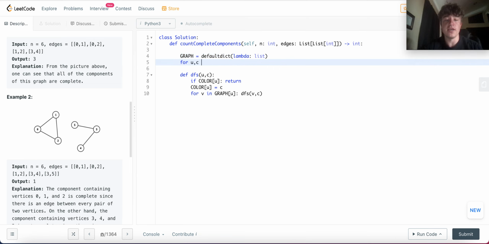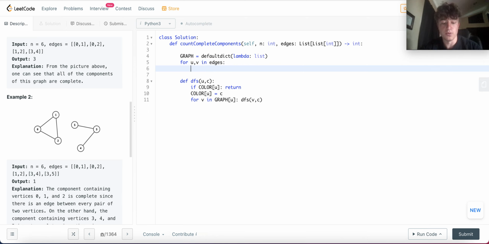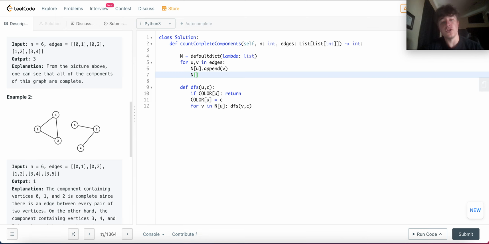So we'll say for U, V in edges, that'll connect nodes to each other. The graph at U has a neighbor V. So when I index into this graph, graph of U gives me the neighbors of U. Maybe we'll call this N for neighbors, and I'll say N of U, append V. So now U has the neighbor V and V has the neighbor U, which makes sense because 0's neighbors are 1 and 2, but 1's neighbors are 0 and 2. So 1 is a neighbor of 0 and 0 is a neighbor of 1.